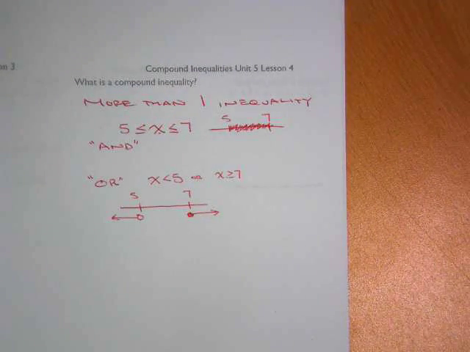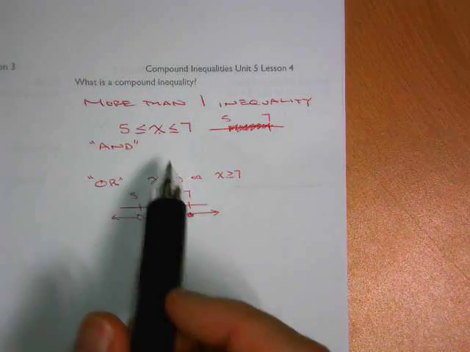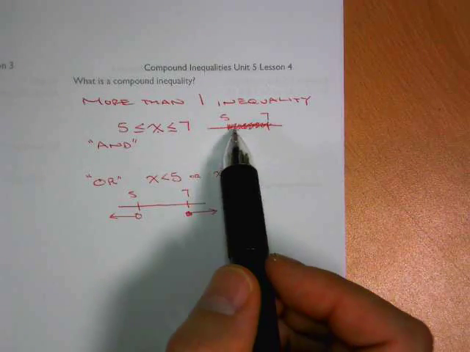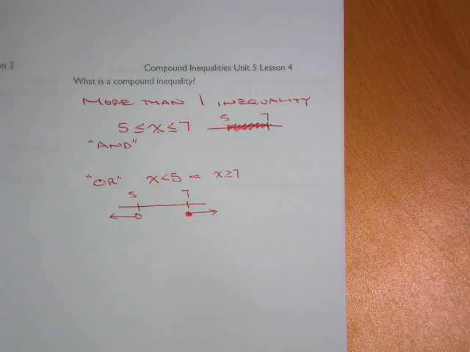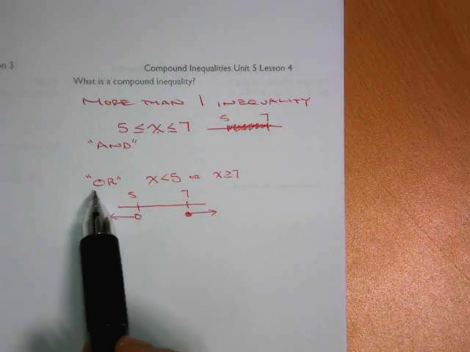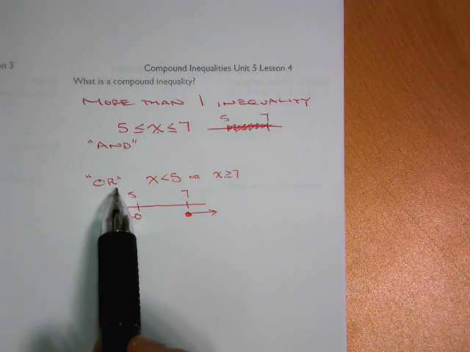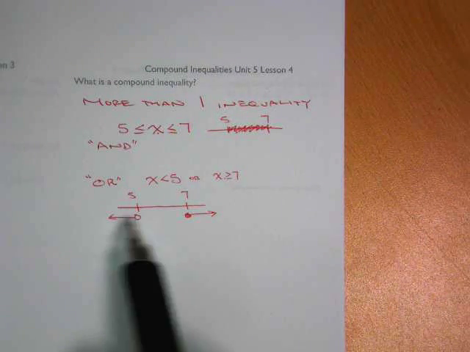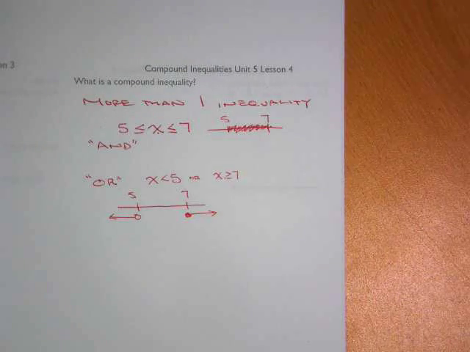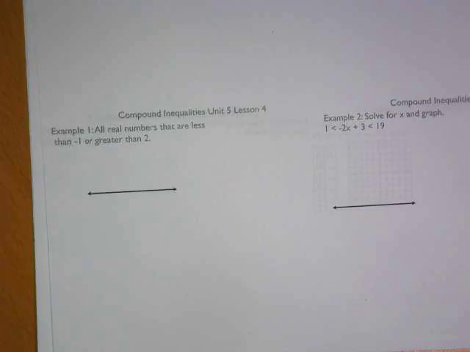So keywords that you need to look out for in compound inequalities will be everything in between, or split them apart. The little trick that I've come up with to remember is OR is kind of like divorce, and when you get divorced you separate. So if you don't like it, come up with your own. Alright, example 1.